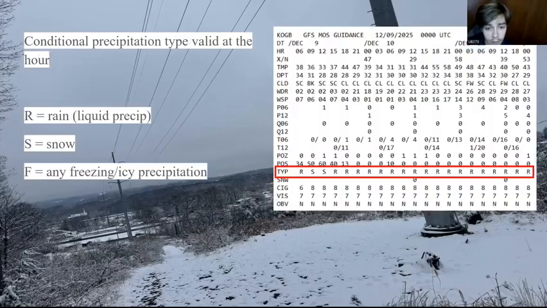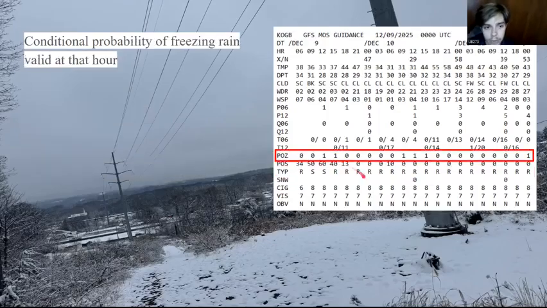Okay. For some reason, I skipped that, but POS is the probability of snow. So it's like the POZ. And in this case, surprisingly for South Carolina, it's not that common, but there's actually 60%, as you can see at the 12Z December 9th.